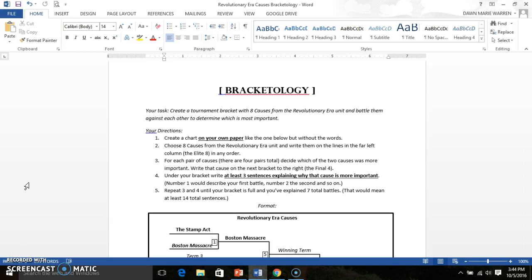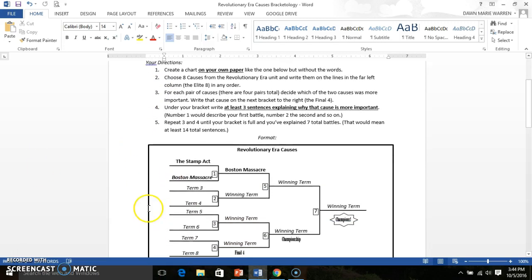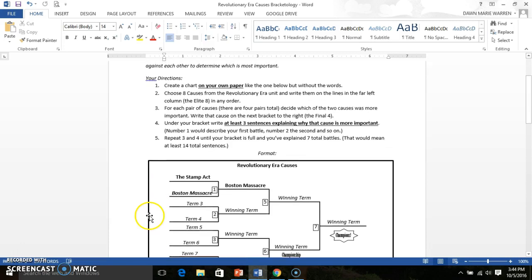To practice a little bit more what you know about the causes of the American Revolution, we want you to set them up in a tournament bracket. Now, if you're familiar with basketball, you know how one of these works. But the first thing you need to do is create a chart like this on your own paper. You're going to have 8 causes from the Revolutionary War unit compete against each other for the ones that cause the most problems, or why that cause is more important than the other, or which one caused the most tension between Britain and the Americans.